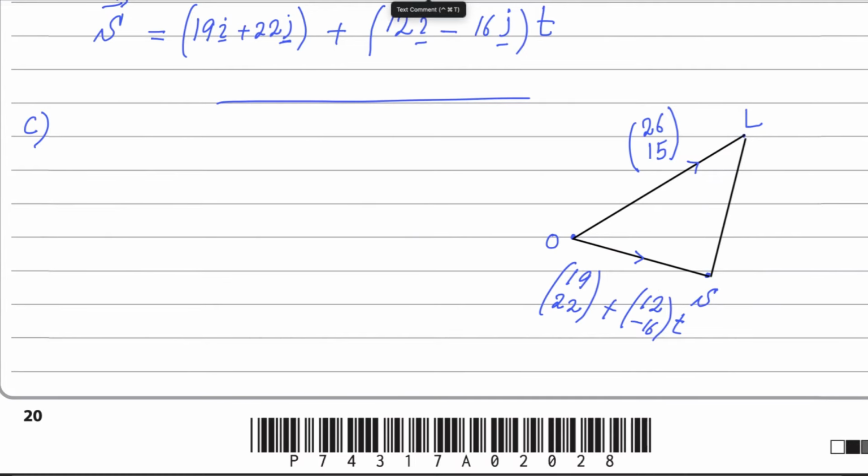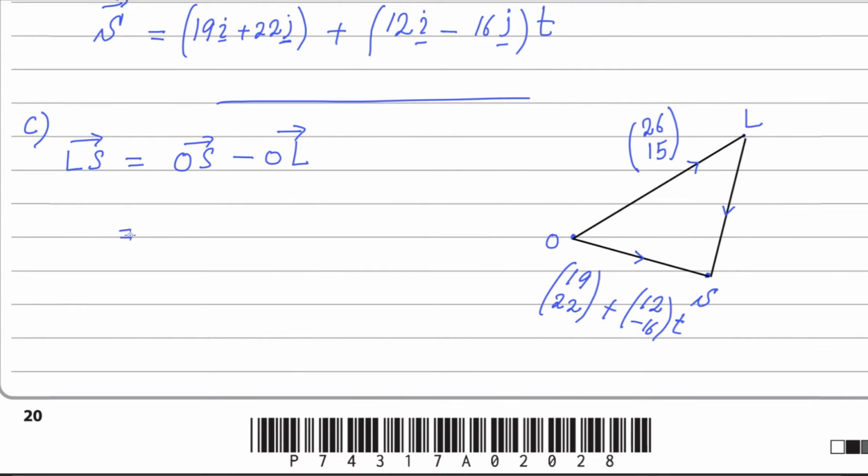So here, this is LS. LS or SL, it is up to you. So here I am writing LS. We can find the position vector for LS. LS is equal to OS minus OL, because OL plus LS is equal to OS. So LS will be equal to OS minus OL.